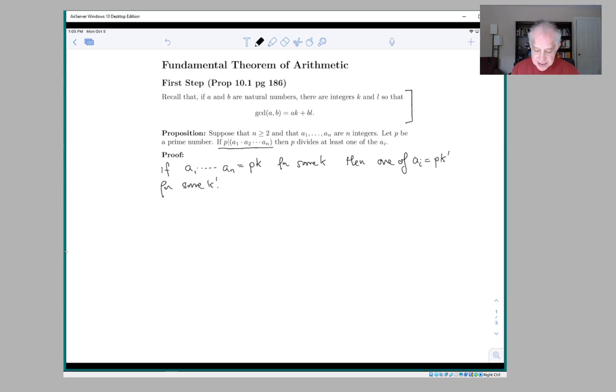And the example is, if you look at a prime like 7, and let's say the product is 21 times 16, the only way 7 can divide 21 times 16 is if it divides either 21 or 16. And of course, in this case, it does. 7 divides 21. So we're going to prove this by induction. We're going to start with the case 2. So this is a proof by induction.